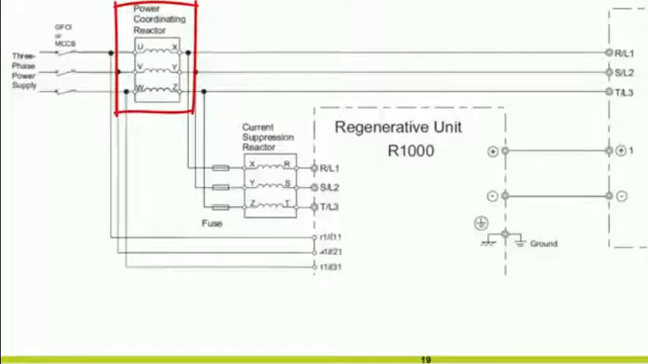The second set of the input terminals, lowercase r1, lowercase s1, and lowercase t1, are used for detecting phase order. Notice how these wires are landed before all of the reactors. These wires are necessary so that the R1000 can properly apply the regenerative energy back to the utility with the correct phasing.